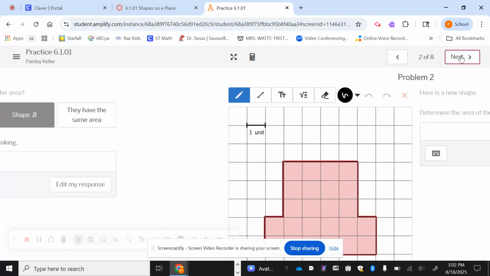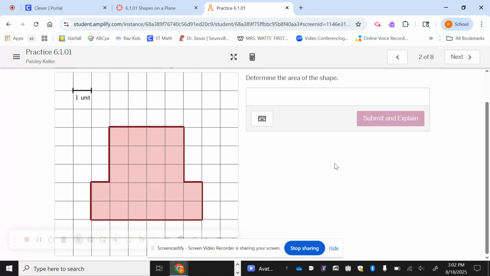and then next. So again, I've got a shape that I might not recognize as being a shape that's got a name. So I'm going to probably cut this one up right along there. I end up with a 4 by 3 rectangle. 4 by 3 would be 12 square units. And down here, I've got a 6 by 2, which is also 12 square units, for a total of 24 square units. So determine the area of that shape.